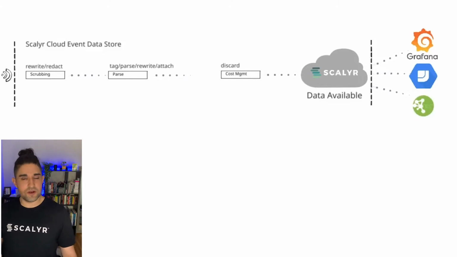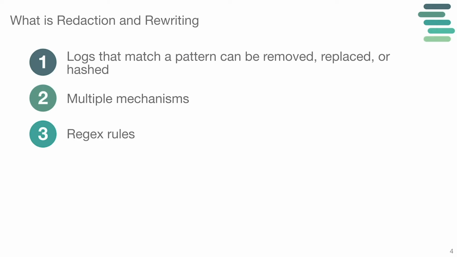Now let's talk a little bit about redaction. Logs that match a pattern can be removed, replaced, or hashed. That's the essence of redaction and rewriting. It's relatively straightforward. There are different places that you can do so within the product, much like sampling, and those places are what I talked about before in the whole pipeline. In the next slide, we're going to go over some of the trade-offs for each, and then we're going to go into a live demo for each of them as well.